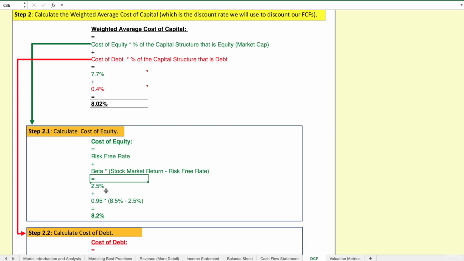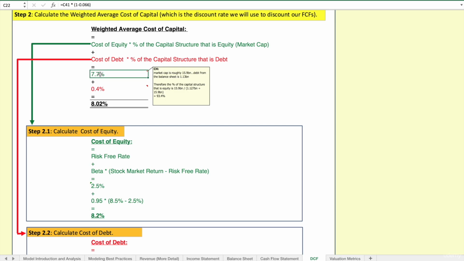In this example, LinkedIn, oddly enough, has a beta below 1, which means that it's less volatile than the Standard & Poor's 500. And then the stock market return in this hypothetical example is 8.5% over time, minus the risk-free rate, which let's just call roughly 2.5%. And so that means that our cost of capital for equity is 8.2%. That's just math, and we calculated that there.